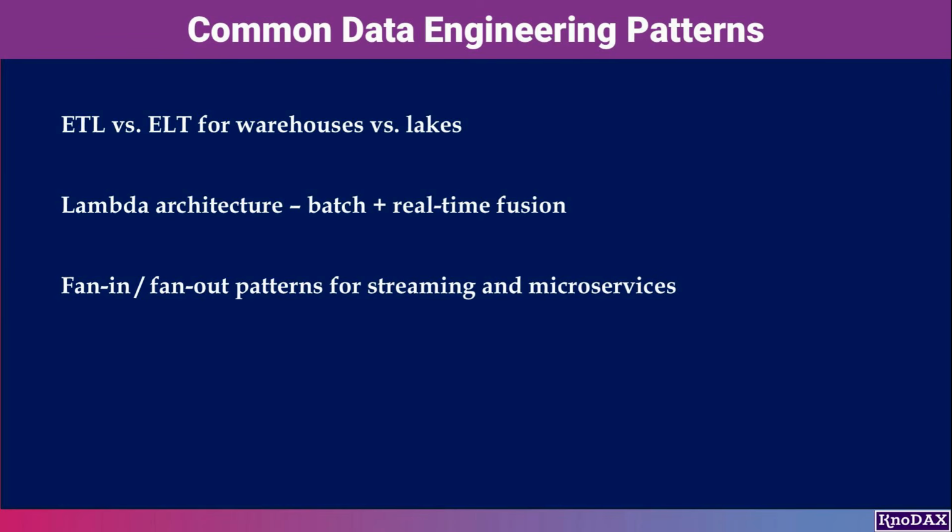Another widely used pattern is fan-in and fan-out. Fan-out distributes data across multiple consumers for parallel processing, while fan-in aggregates data from many sources into a single downstream workflow. These patterns are essential for streaming pipelines, microservices, and large-scale distributed systems.